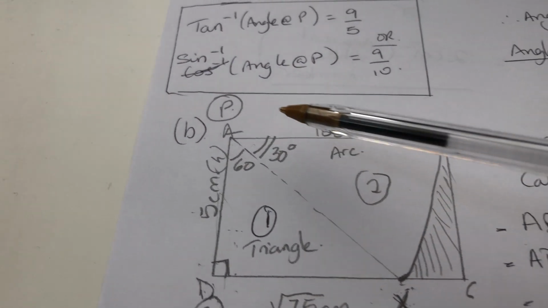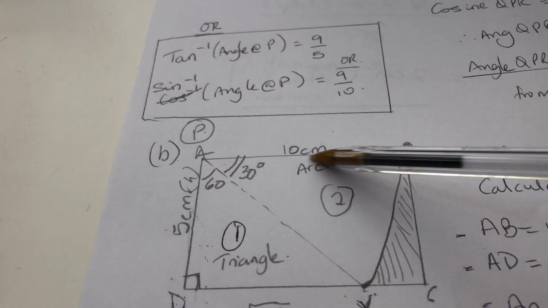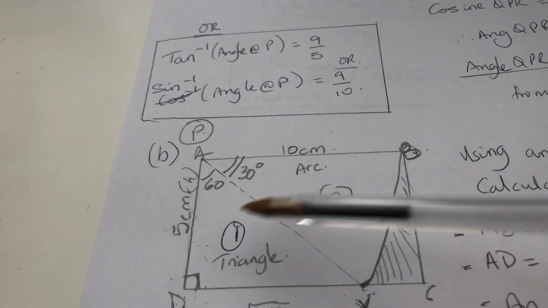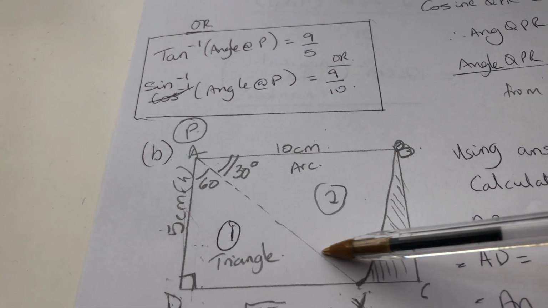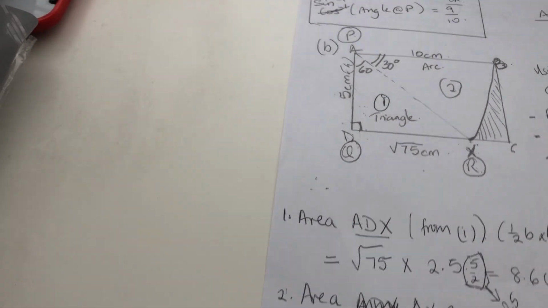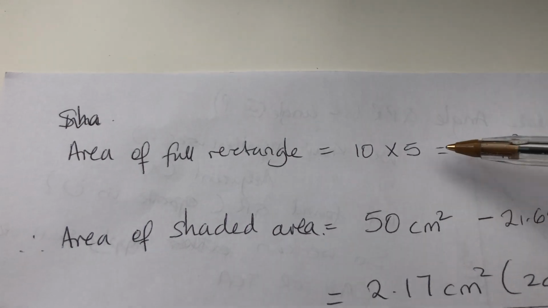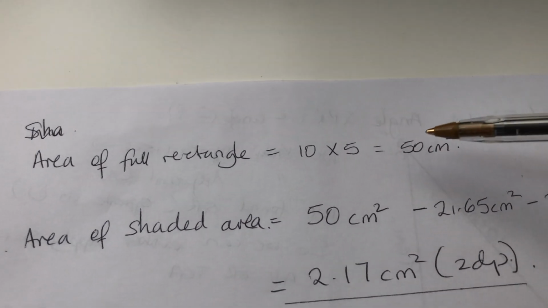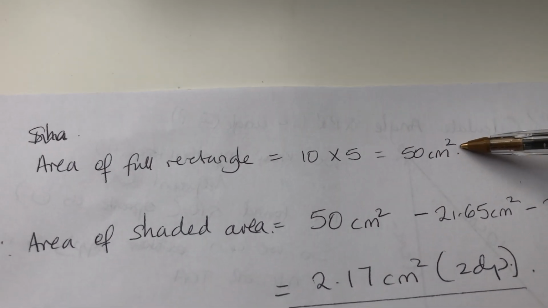Okay, now the area of the whole rectangle is 10 times 5. Okay, assuming we include this part. So that will be 50 centimeters squared. So now, the third part, we are finding the area of the rectangle, which is 10 times 5, the full rectangle, the full shape. Okay, that's 50 centimeters squared.